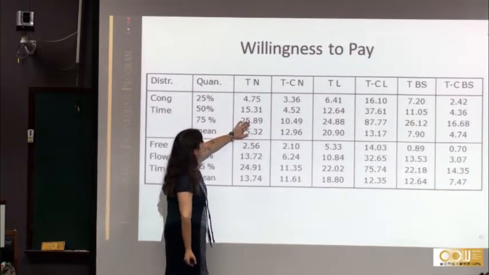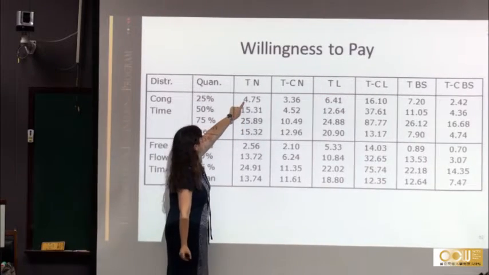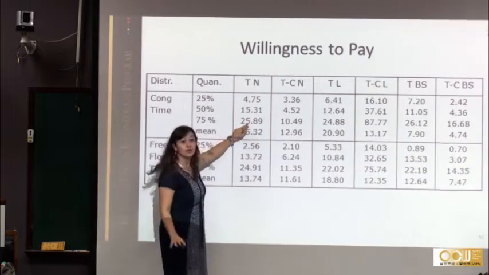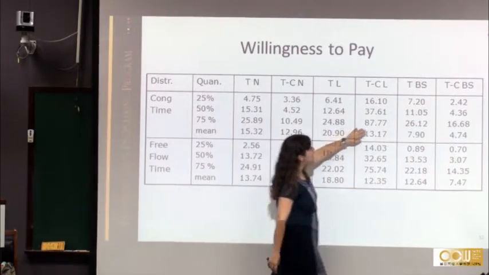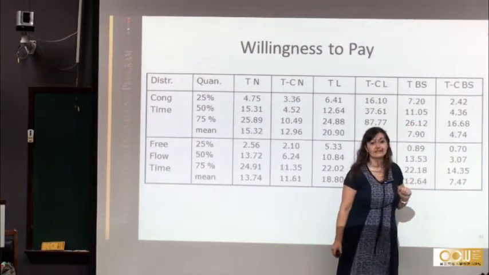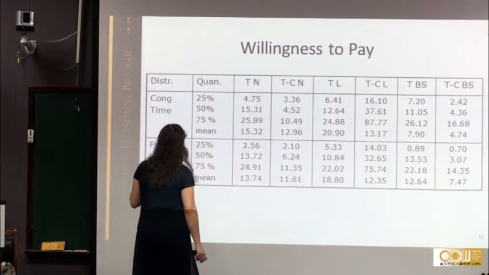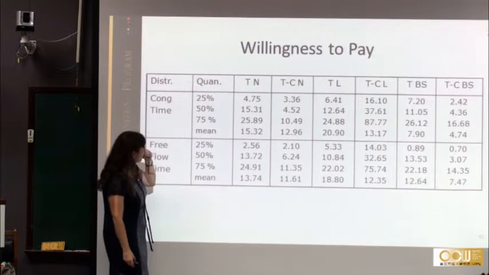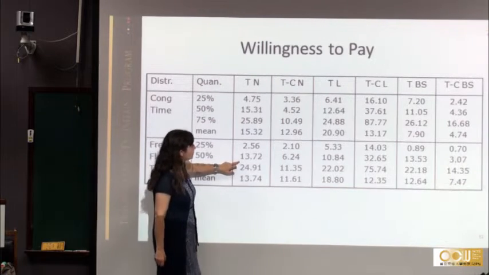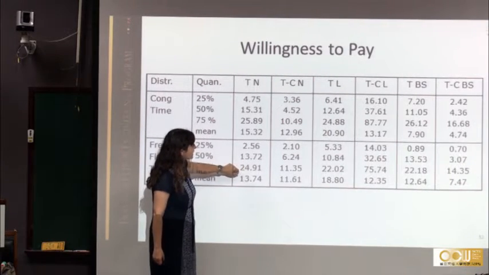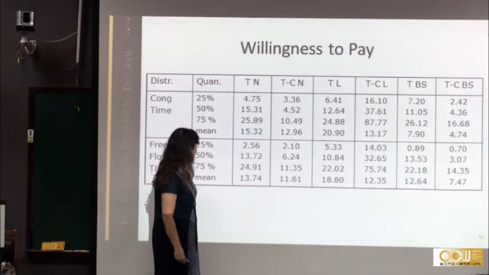Also, the distribution is quite reasonable. You see, from about 5 euros to 26 euros, and from about 7 to 26. I will say that these are the numbers that I would have expected. For free flow, a little bit lower, but not much. And again, kind of similar distribution.